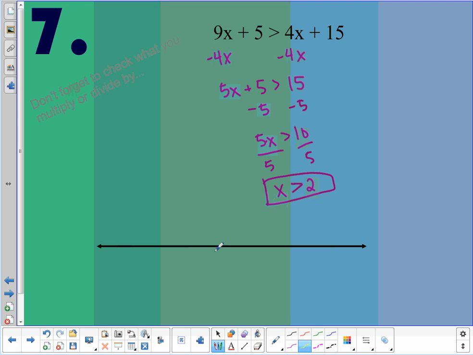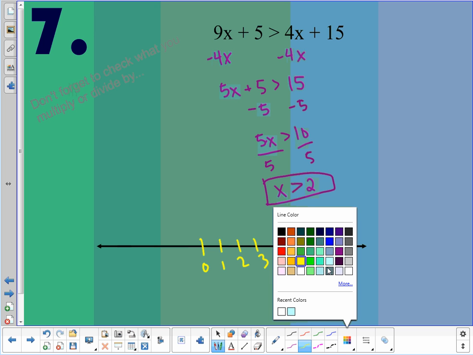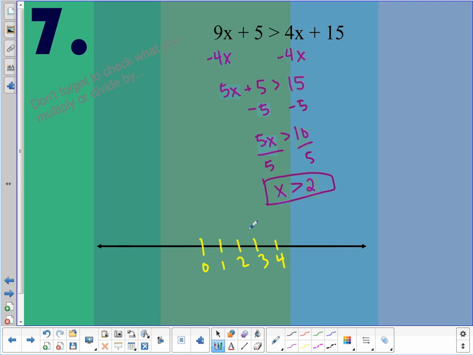And throw some numbers up on my number line. 0, 1, 2. I know that I want my, I'm sorry, open circle, not included, just strictly greater than, so open circle at 2, and numbers that are greater than 2 go to the right. 3 is bigger than 2, it's to the right, so I shade up.